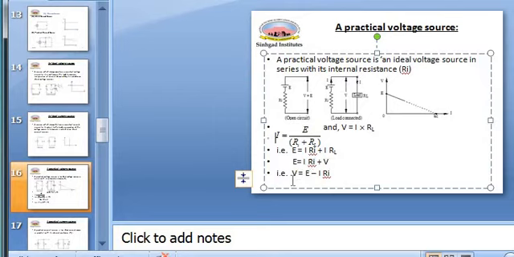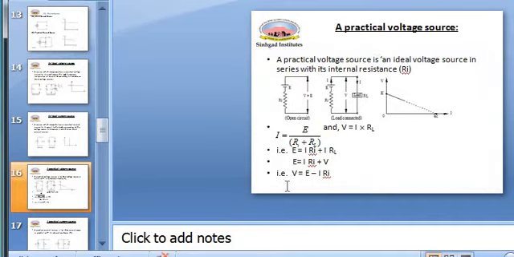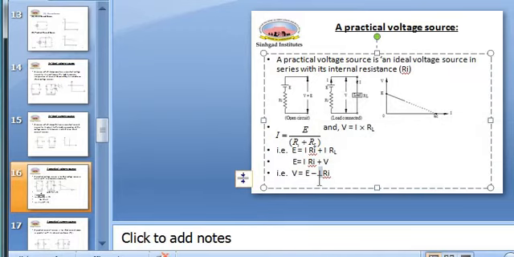See, this V is the output voltage. This E is the input voltage. Ri is the internal resistance which will be fixed. I is the output current. Depending on the load demand, this current is going to change. This is the only variable parameter. Okay, this will be changing.